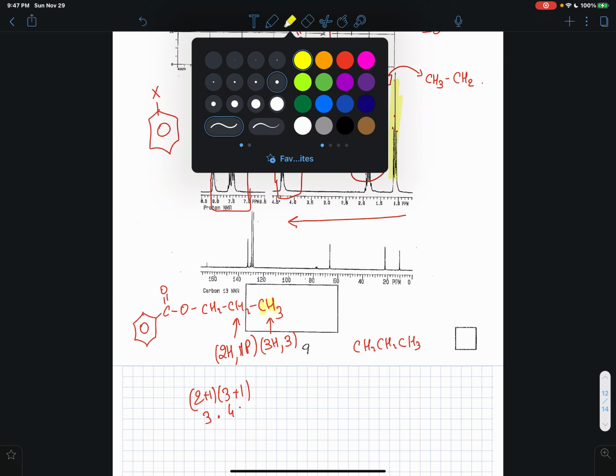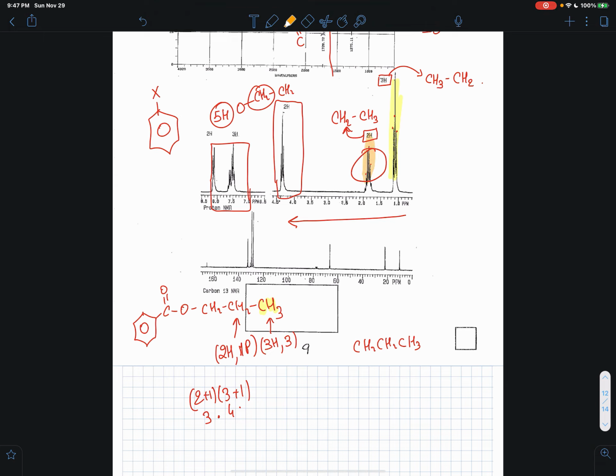So let me just use another color. Let me use orange for this one. So that's represented by this one. And then let's look at this one. I know it's gonna be a 2H with 3 peaks, right? So let me use the pink color. CH2 is gonna be represented with this one.